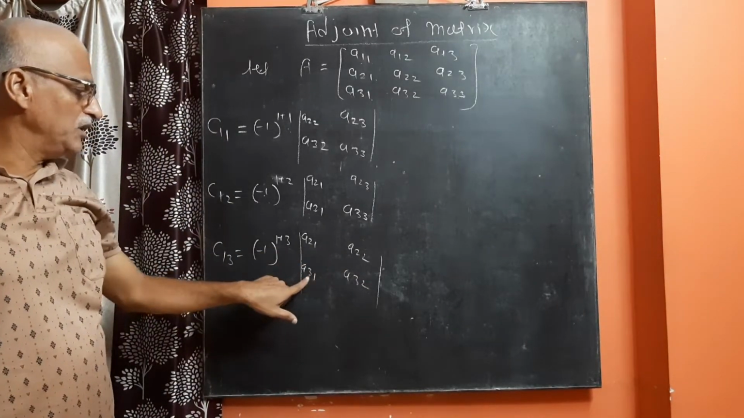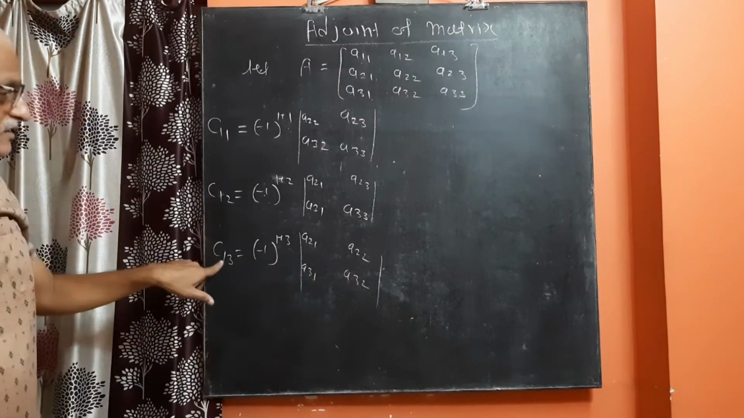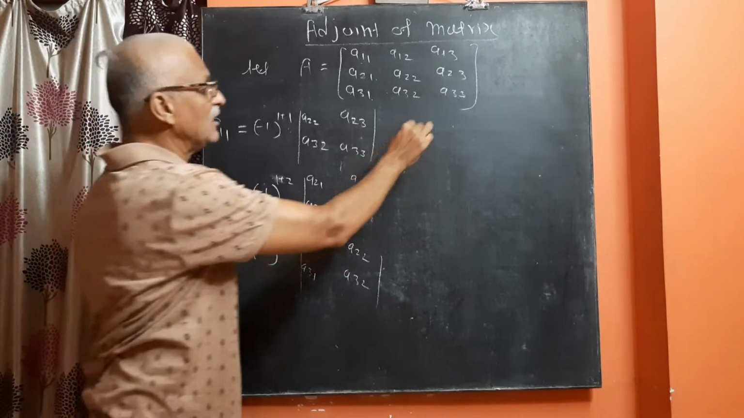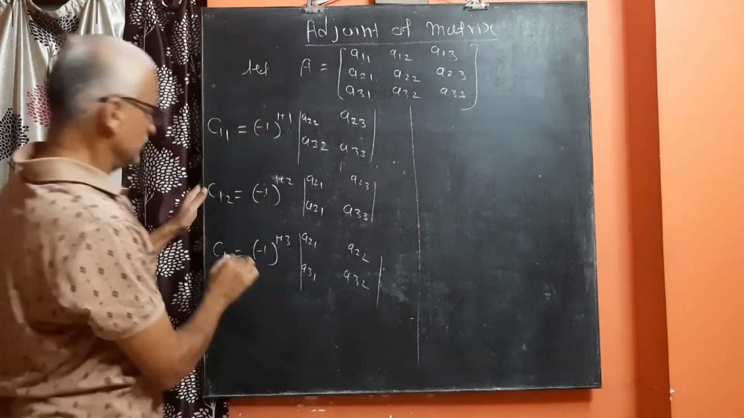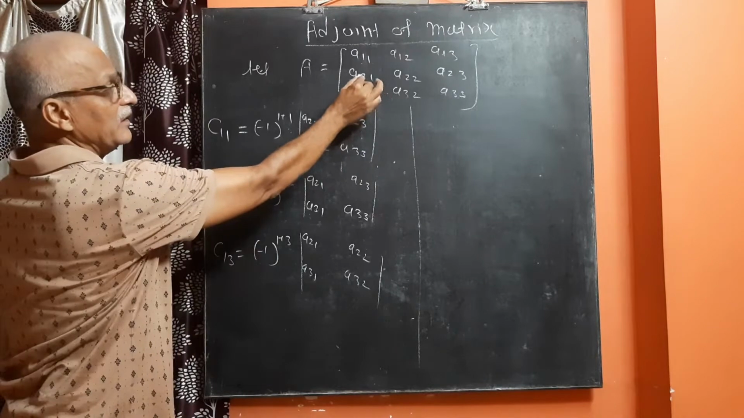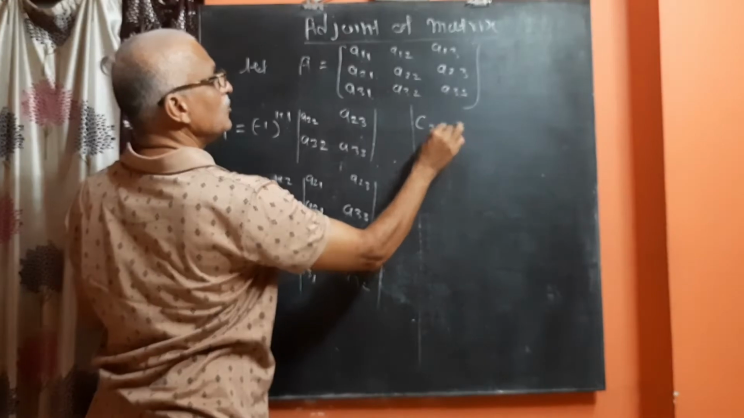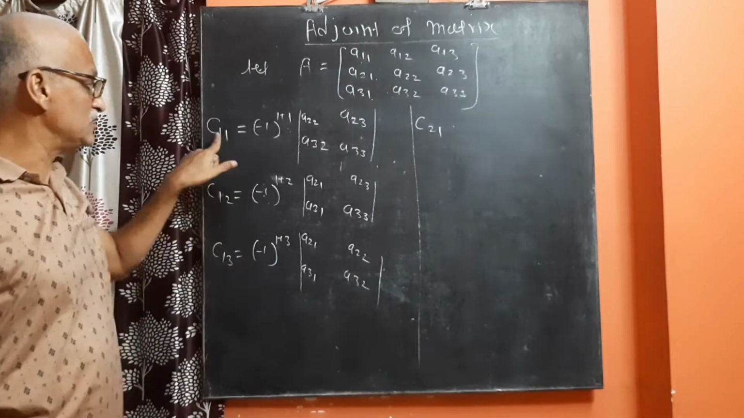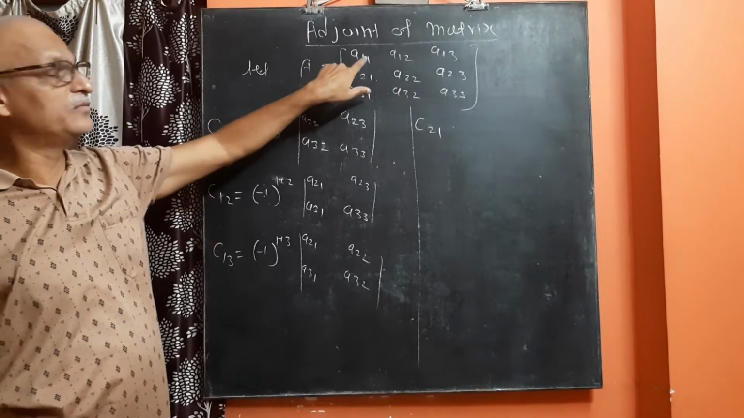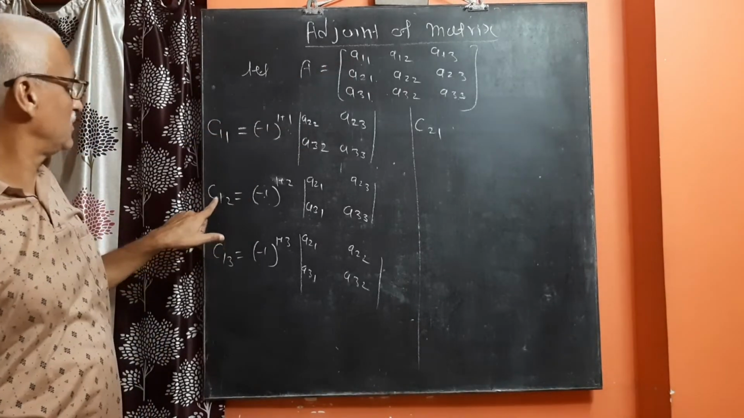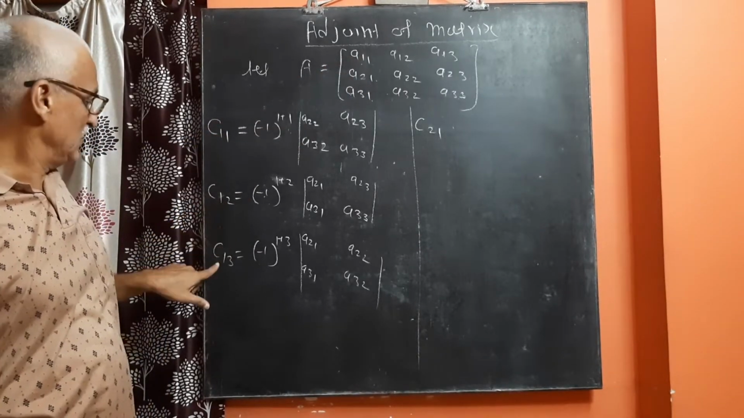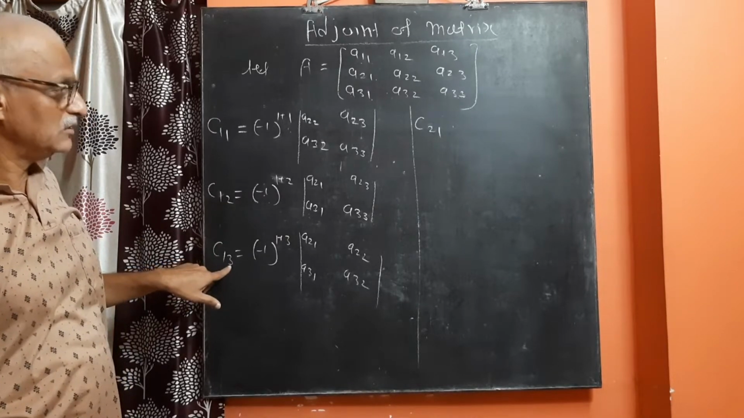A21 A22 A31 A32. That is C13. Then comes C21. This is the cofactor of first row first column. This is the cofactor of first row second column. Cofactor of first row third column.